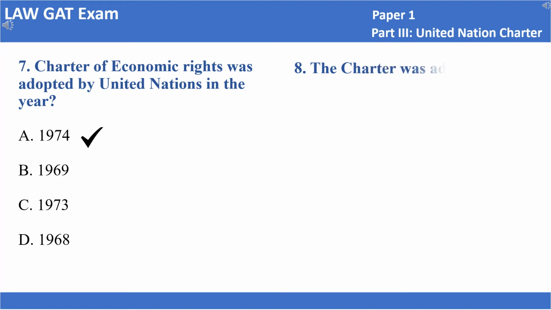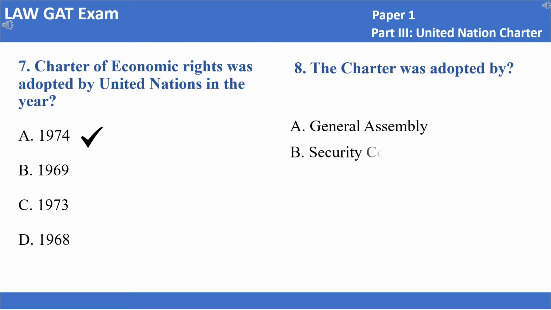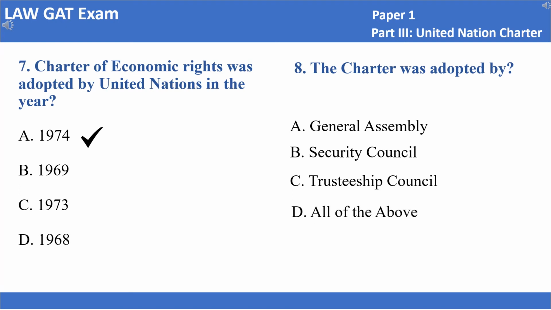The charter was adopted by, is it option A General Assembly, or option B Security Council, option C Trusteeship Council, or option D all of the above? The correct answer is option A General Assembly.